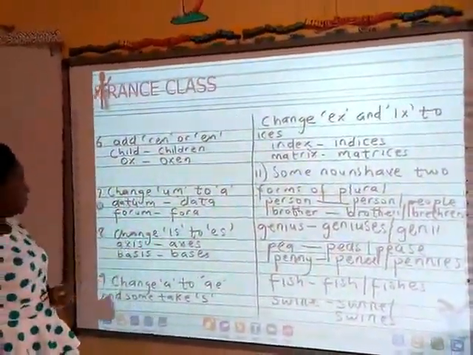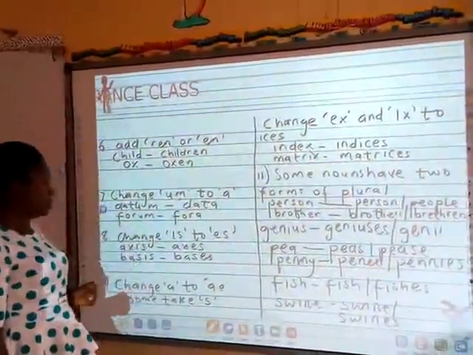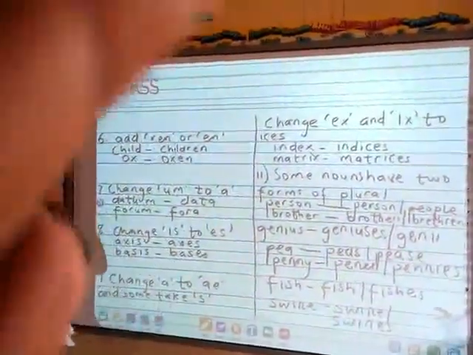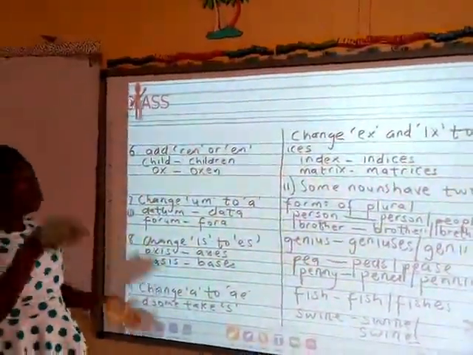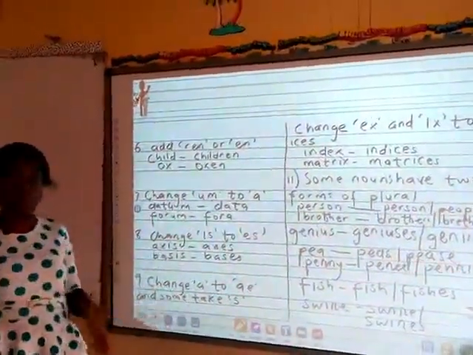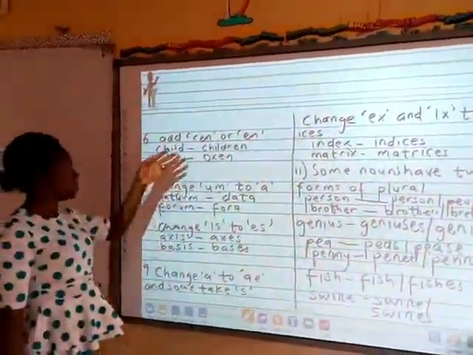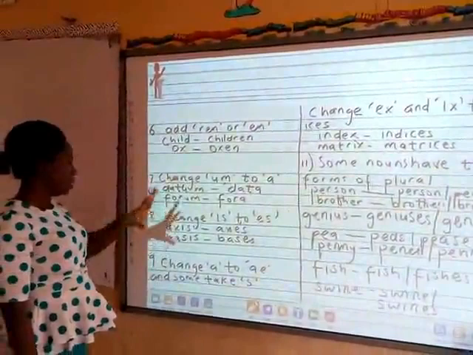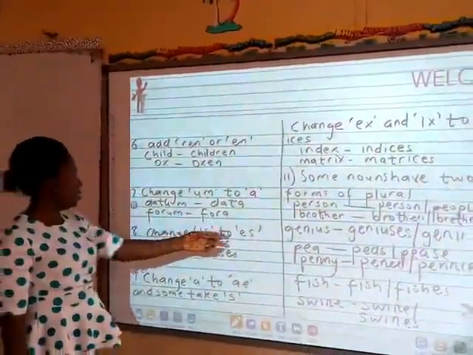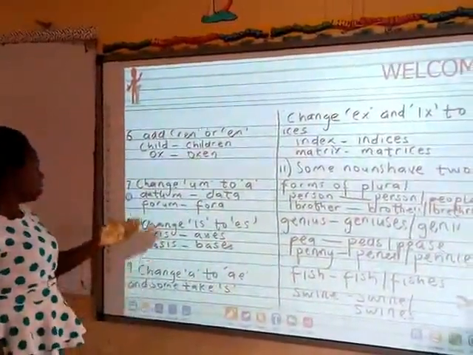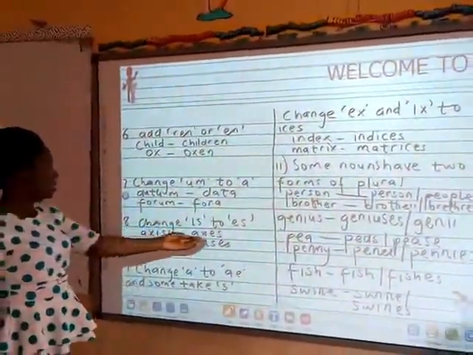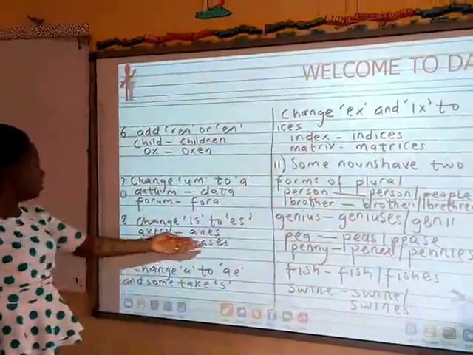The next one, changing IS to ES. Remember I told you that all these things would not come out this way. It's not as if they are going to ask you, but they will put out some words to you and they would want you to know. They want to test your knowledge about your numbers. That's why we're doing a revision of this. Add this by changing IS to ES. We have the example here. Axis, you have axes. And basis, you have bases.